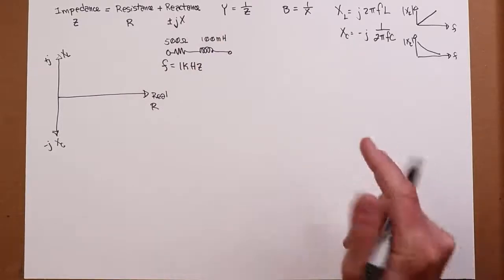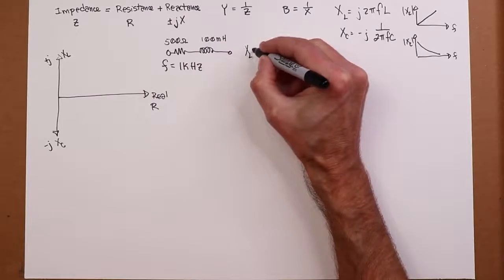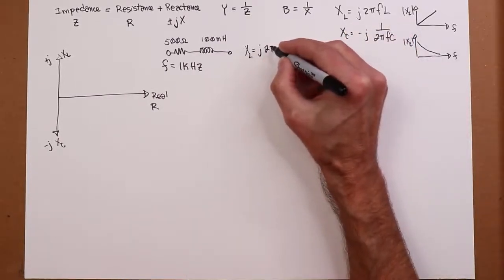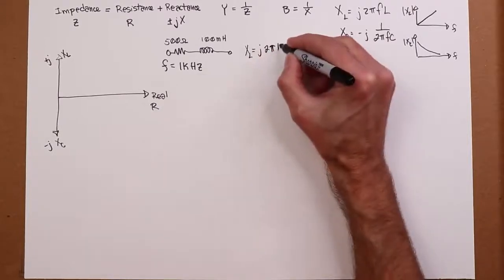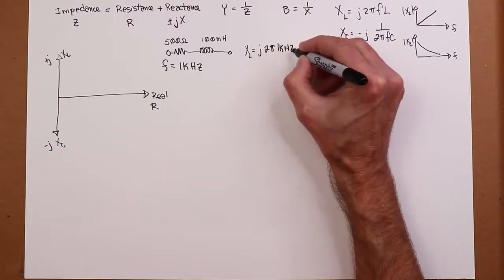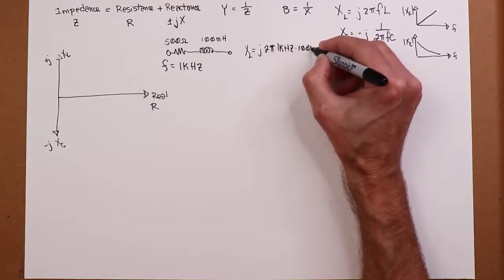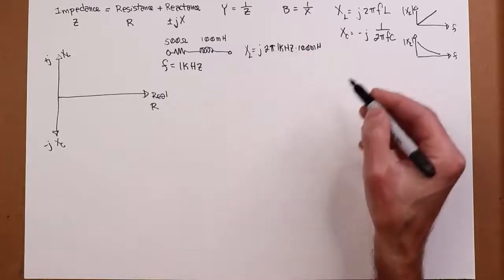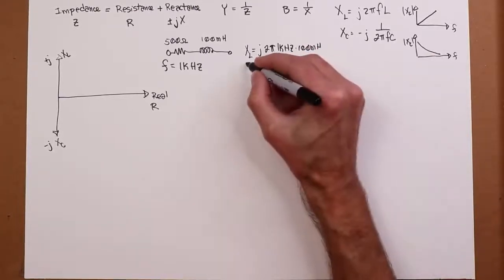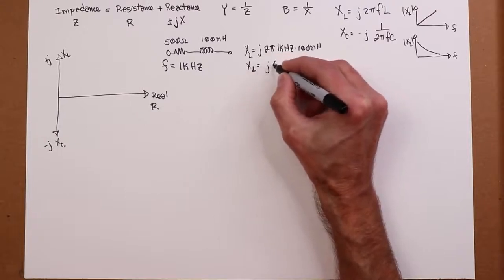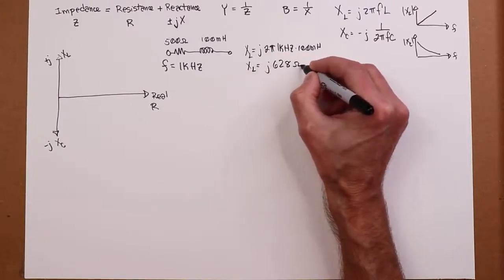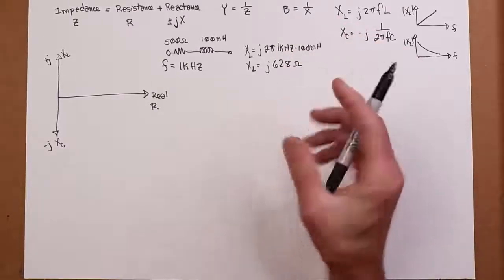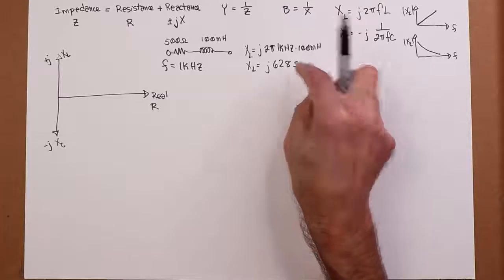Okay, so the X sub L is going to be j 2 pi FL. F over here is 1K and L is 100 millihenries. Those K's and millis are going to cancel. That's 100 times 2 pi, which is going to be j 628 ohms. Some people say it's 628 j ohms. I always like to put the j in front so it doesn't get mushed into my unit.